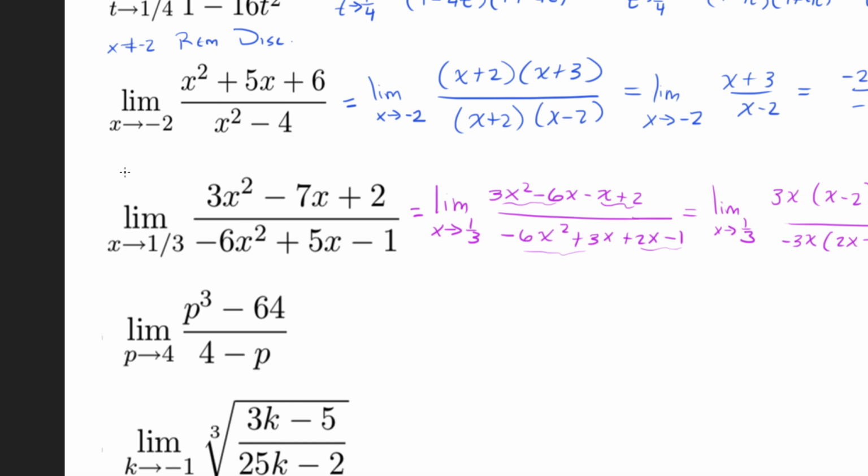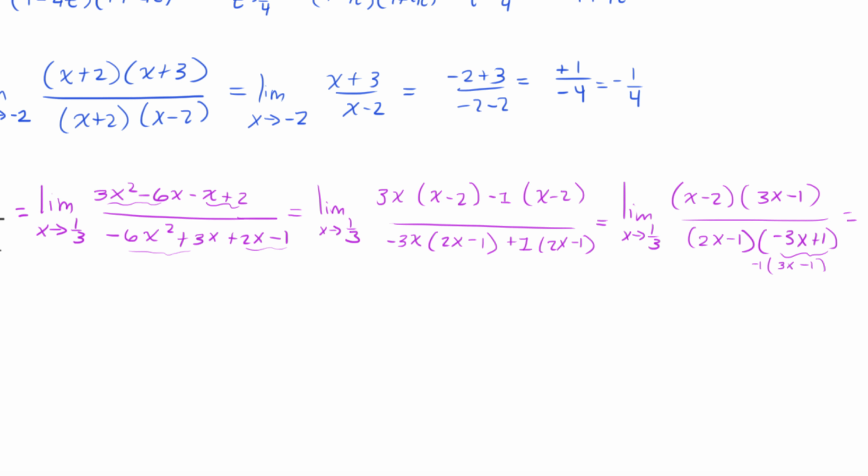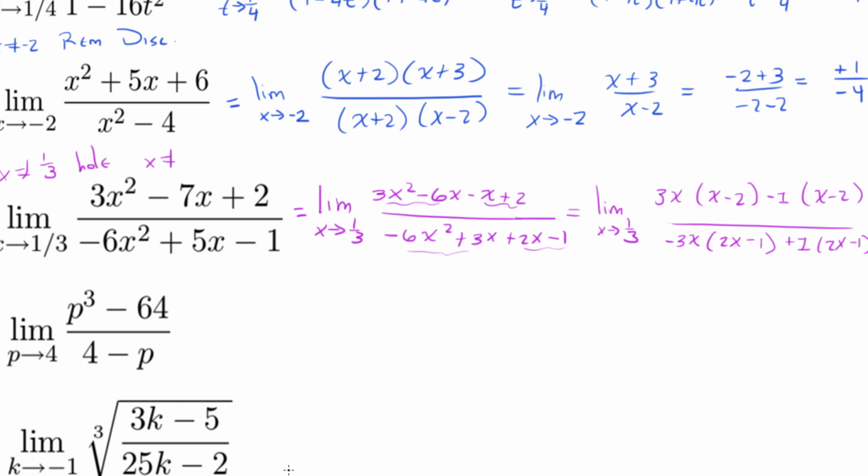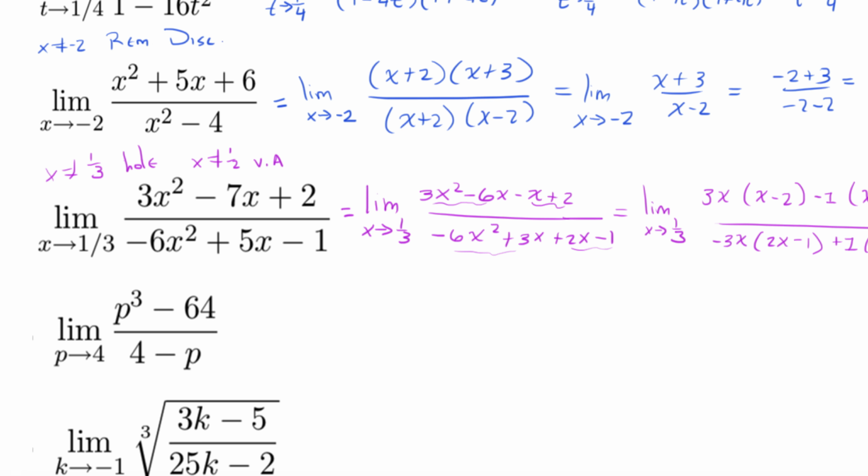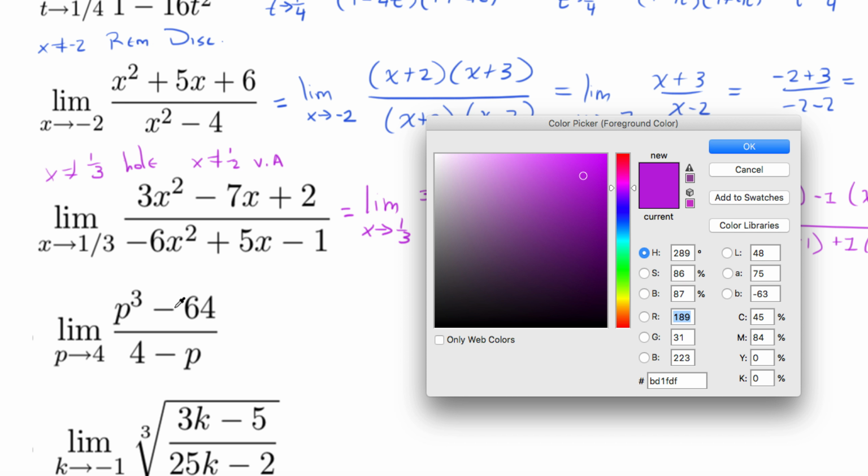So here again, x is not defined at 1/3. Okay? So we have a hole at 1/3, but x is not defined either at 1/2. So we have a vertical asymptote at 1/2. And it's good to start knowing the differences between the two for next videos. Okay, let's keep going.